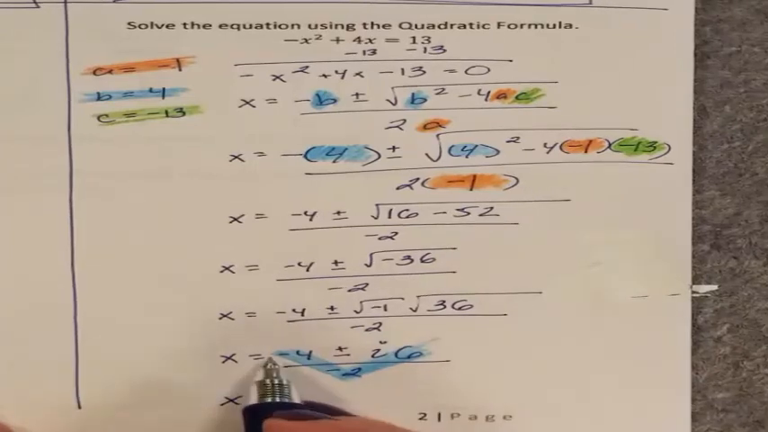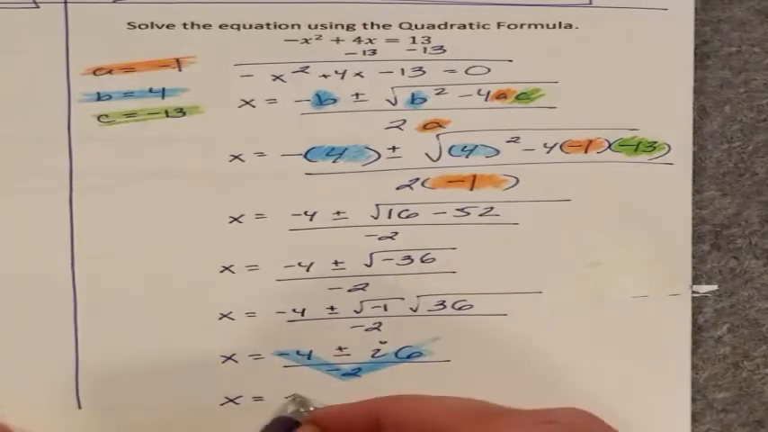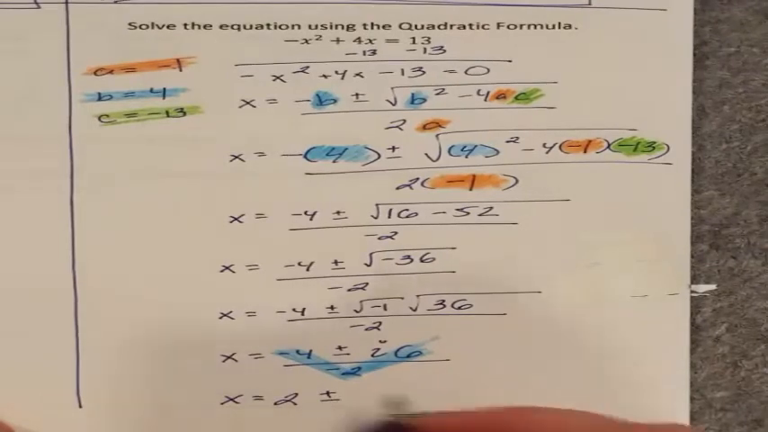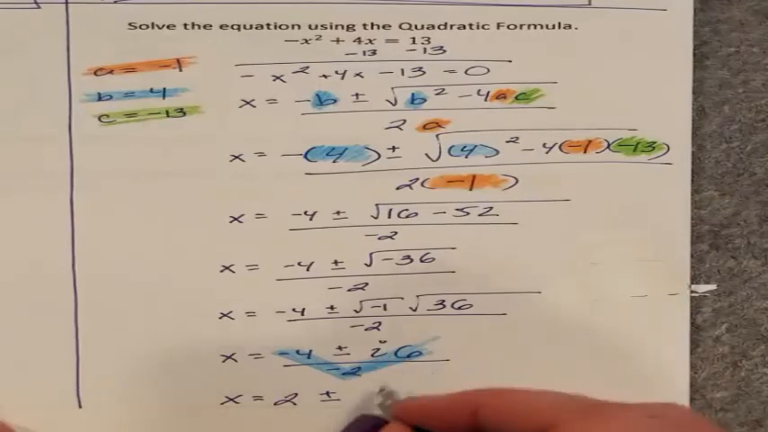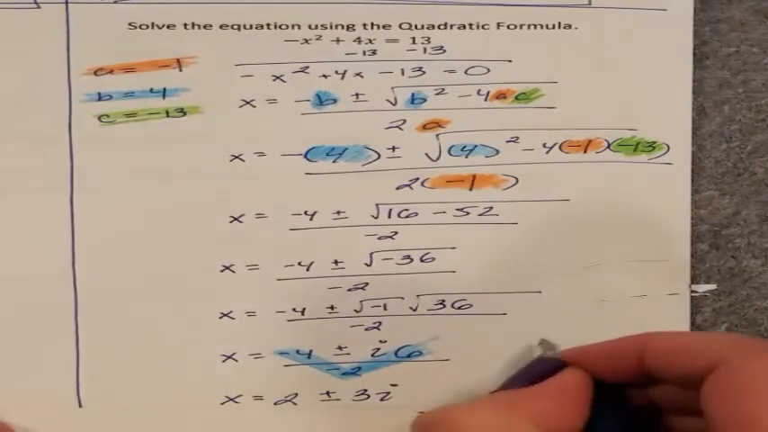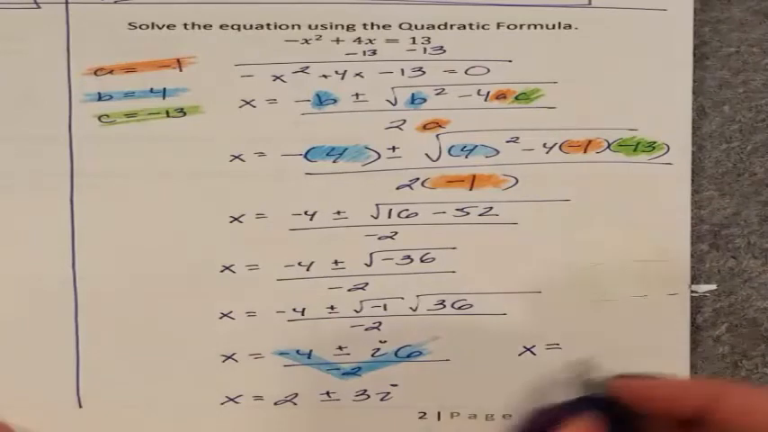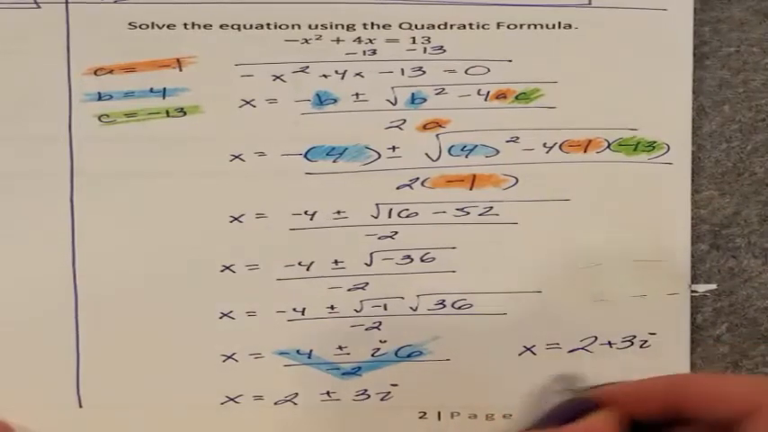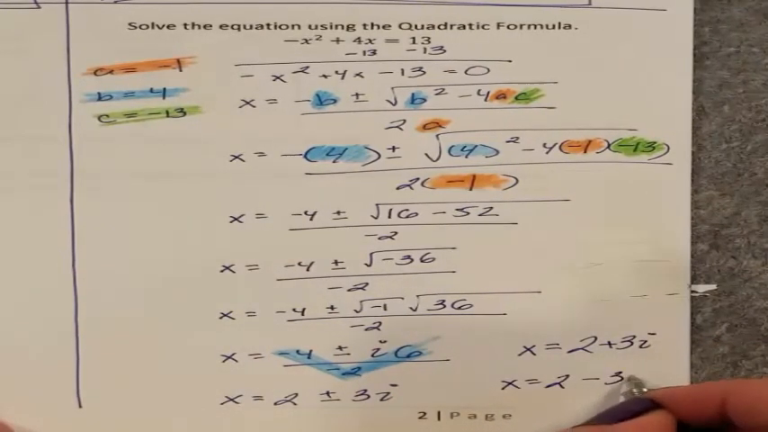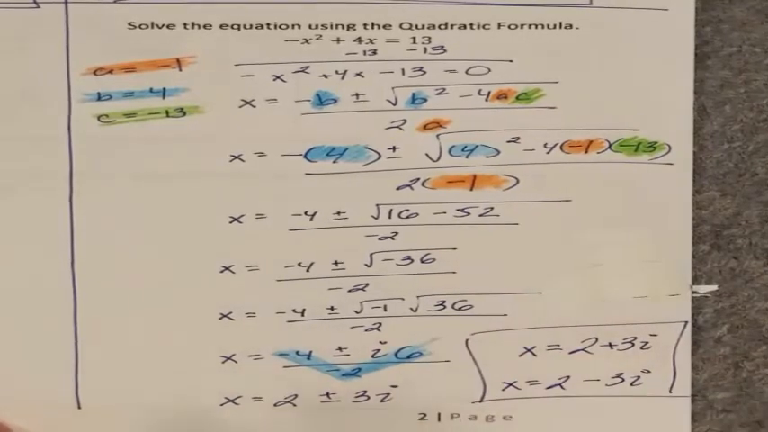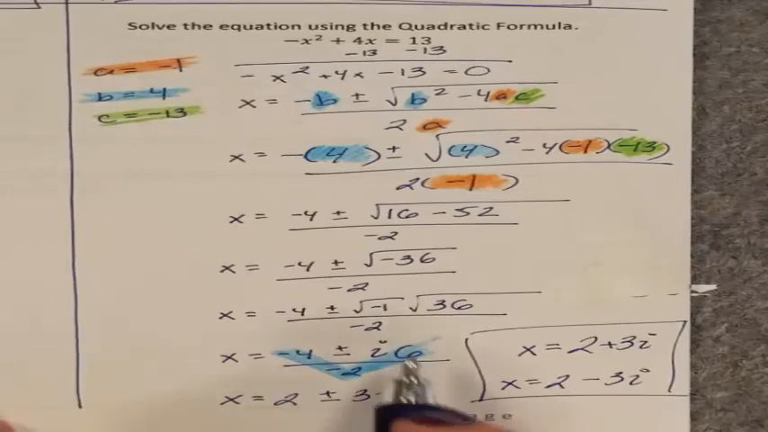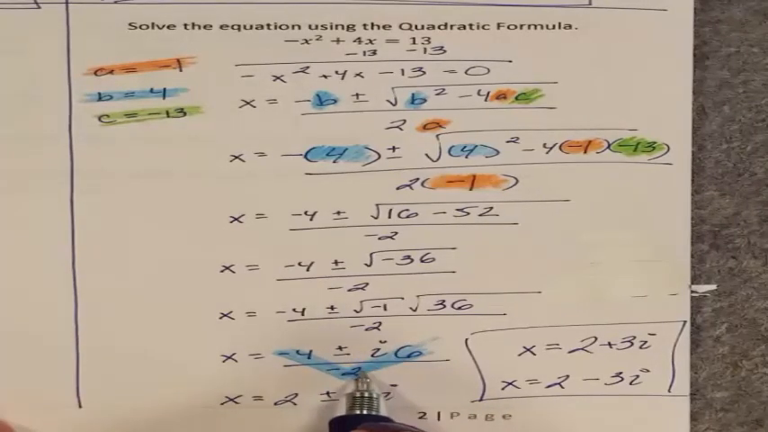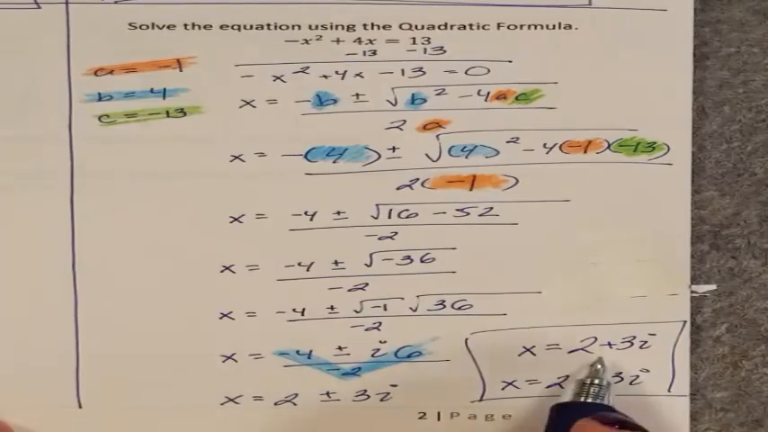So x is negative 4 divided by negative 2 is a positive 2, plus or minus 6 divided by negative 2 was that negative 3, and now we just need i, so it's 3i. So there are two answers, 2 plus 3i and 2 minus 3i. So that was a positive 6 divided by negative 2, which gave me the negative 3. That was a negative 6 divided by a negative 2, which gave me the positive 3. So positive and negative 3's are right there, and so we have two answers.